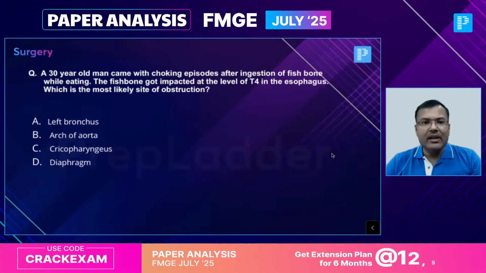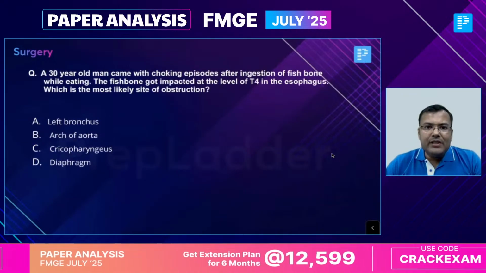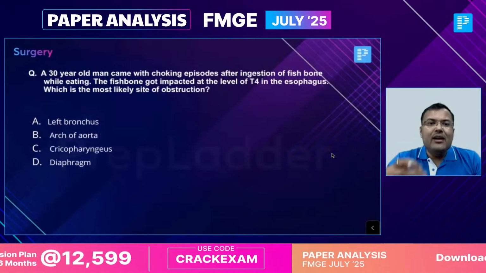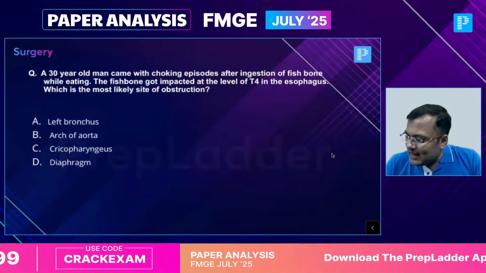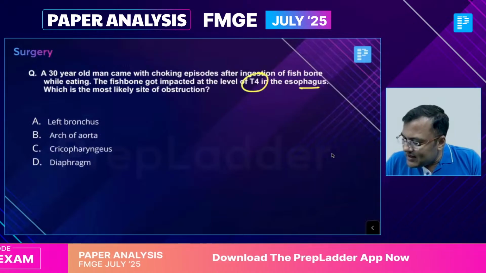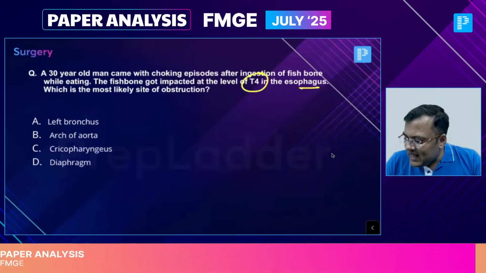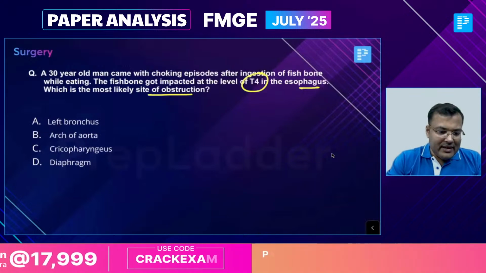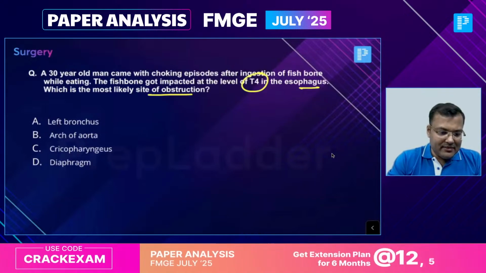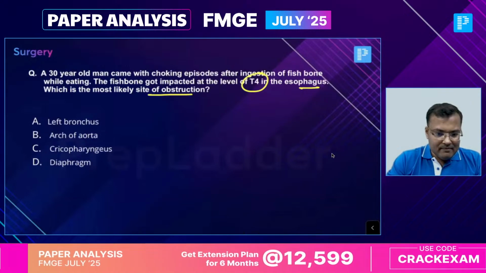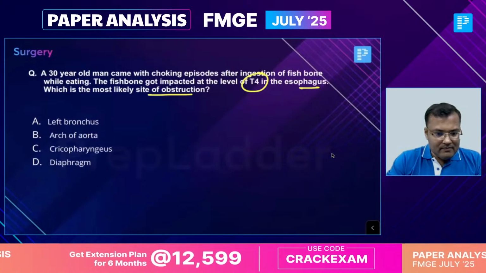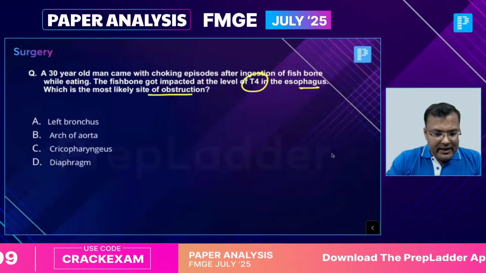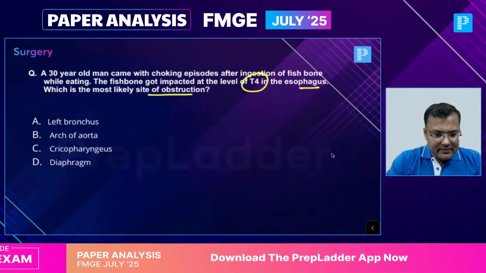Next question, guys. A 30 years old man came with choking episodes after ingestion of a fish bone while eating. The fish bone got impacted at the level of T4 in the esophagus. Which is the most likely site of obstruction? Easiest question, guys, tell me what is the correct answer here.